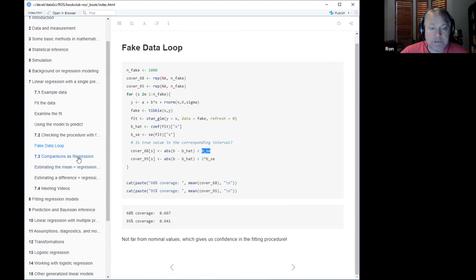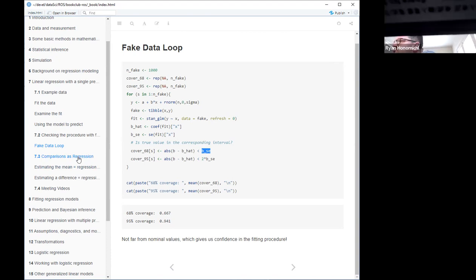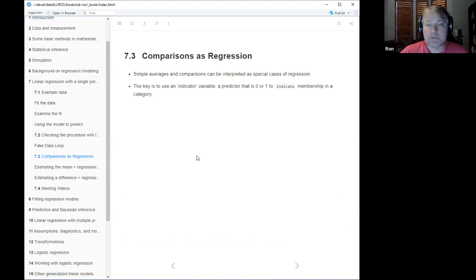And then the last section of the book, I'm going really fast. Well, it's a short chapter. The last part talks about how we can use regressions to do comparisons. In other words, comparisons and even simple averages are just special cases of regression.